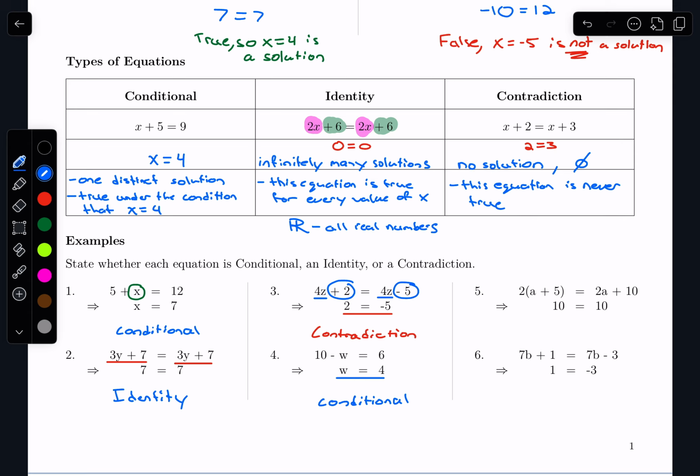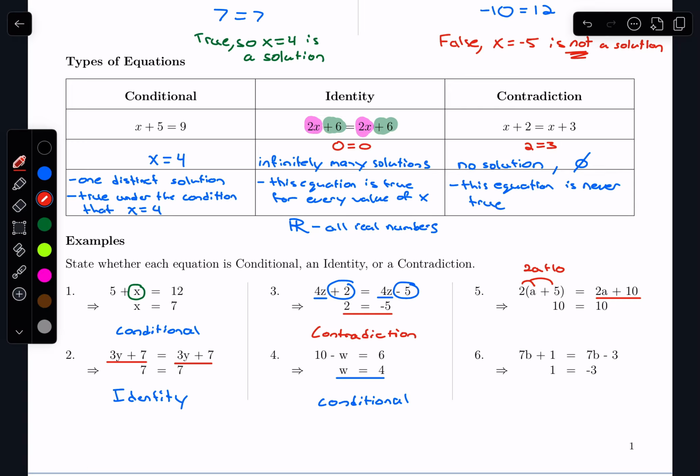Number 5, I threw the distributive property at you in the middle of a lesson. Look at this. If we distribute 2 to the a plus 5 in parentheses, we would get 2a plus 10. And look at the other side of the equation. It just says 2a plus 10.